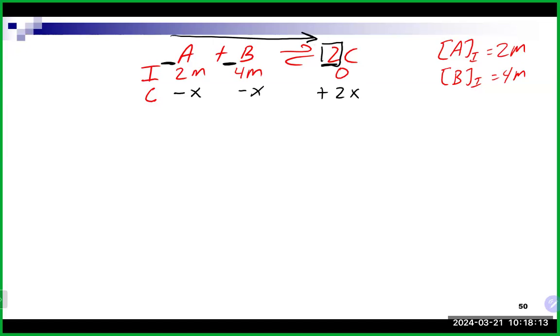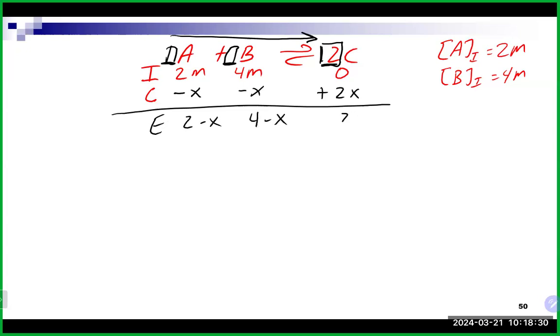You've got to always include the coefficients, and obviously we didn't include anything on the left-hand side because they are ones, right? So basically it's 1x, so we just write x in that case. At the end here, we would end up with 2 minus x, 4 minus x, and 2x, right? Now, this is good that we got to the equilibrium line, which is what everybody's concentration is going to be when we get there.